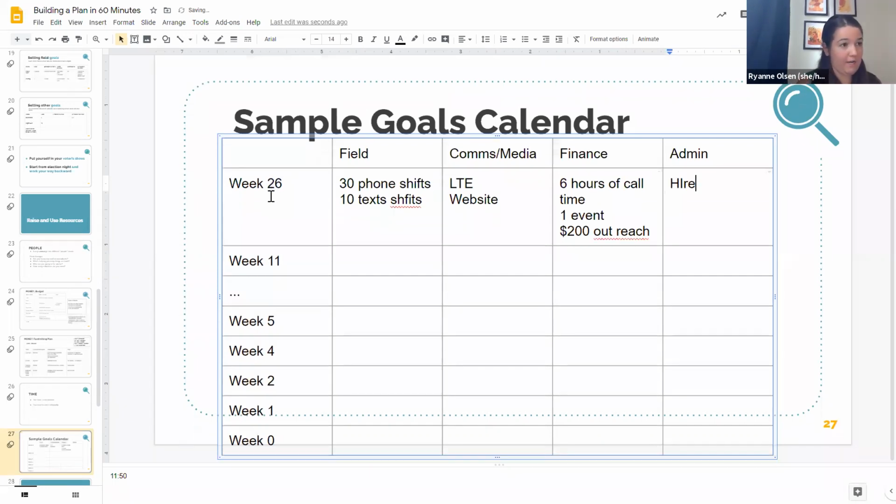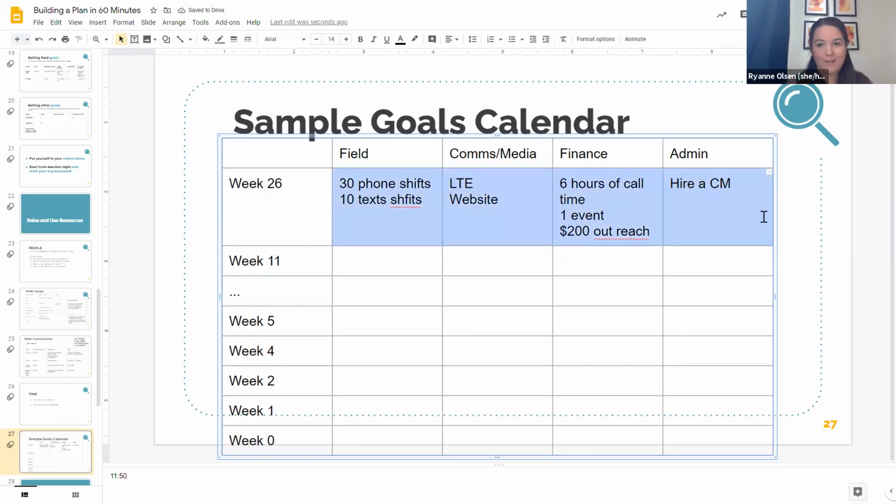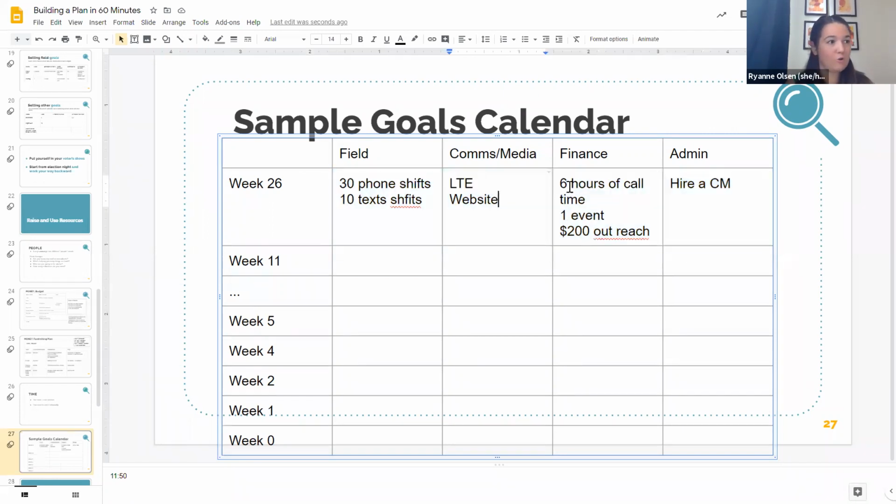So let's say here we're hiring a campaign manager, which is a whole another training. But what you do is kind of fill this out and make sure it's reasonable and make adjustments based on that. So if you're like, oh shoot, we did this math and it turns out it's 20 hours of call time, we can't figure that out.